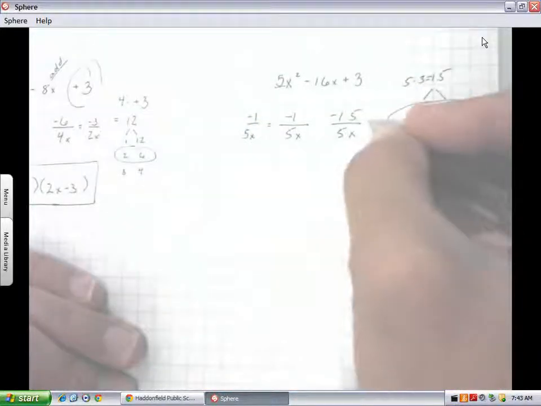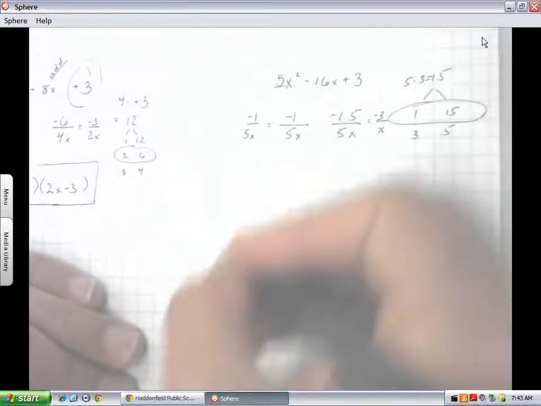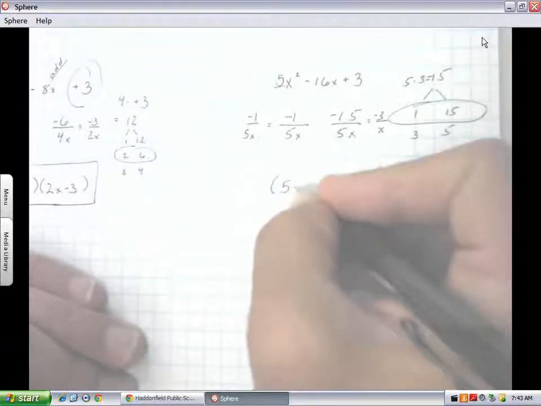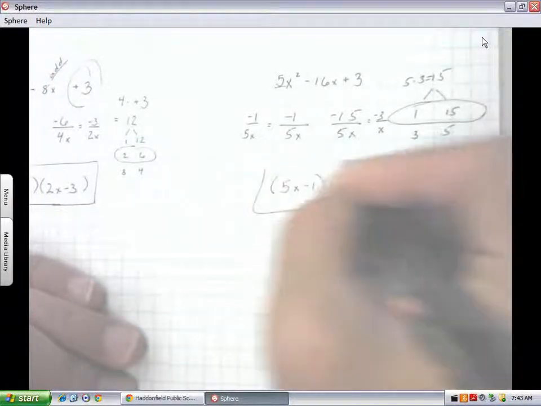This one can be simplified to negative 3 over x. My factored form is 5x minus 1 times x minus 3. So it's really very easy.